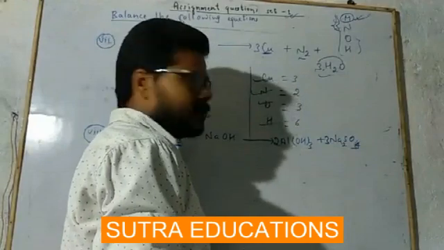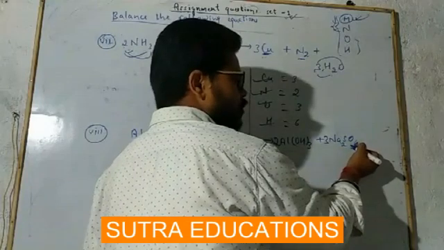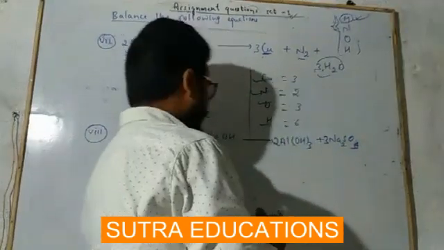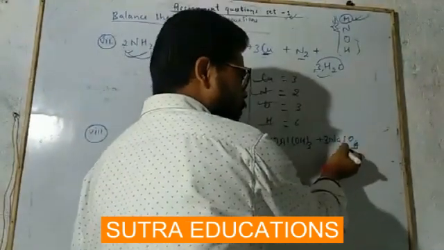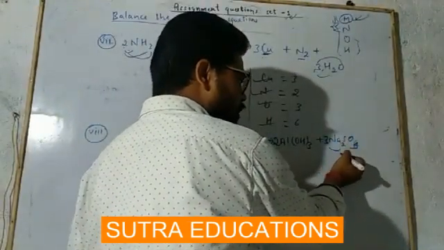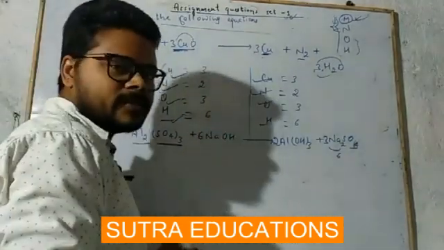Multiply this by 3. Okay, so what will happen? SO4 will become 3, but sodium will be 3 into 2, 6. So here it is sodium, so multiply this by 6. Got it?